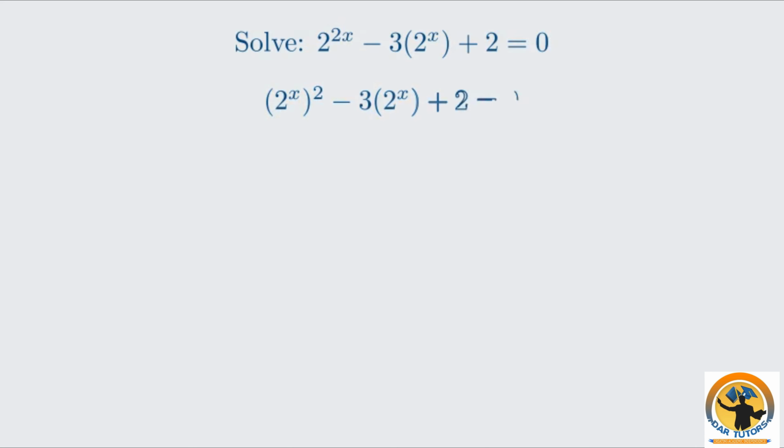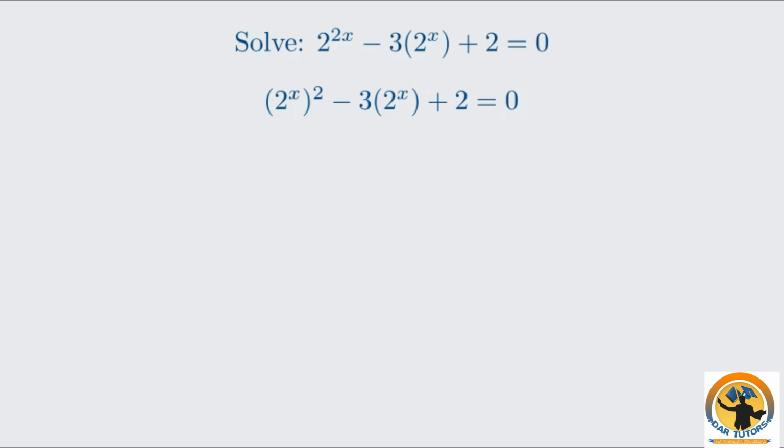Consider the equation 2 to the power of 2x minus 3 times 2 to the power of x plus 2 equals 0. This doesn't look like a quadratic equation at first glance, but we can make a substitution to reveal its true form. Notice that 2 to the power of 2x can be written as 2 to the power of x, squared. So our equation becomes 2 to the power of x squared minus 3 times 2 to the power of x plus 2 equals 0.